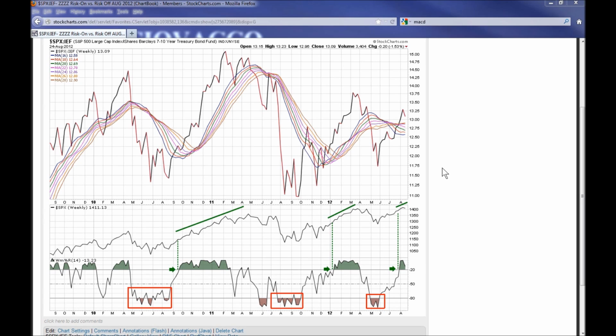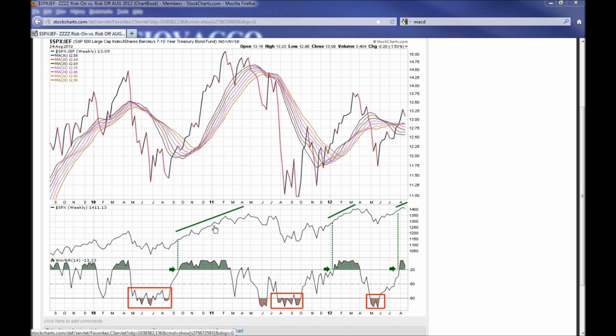Similar analysis using Williams percent R on a weekly chart. In 2012, we've moved from the red box below -80 to the green arrow above -20. The last two times that happened, here, red box to green arrow, gains in the stock market followed.